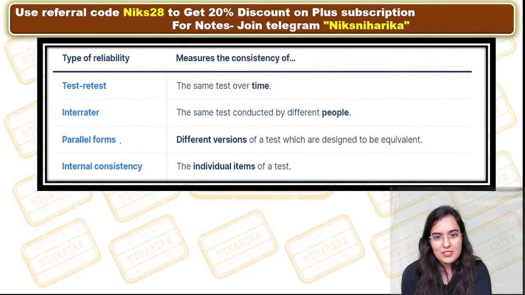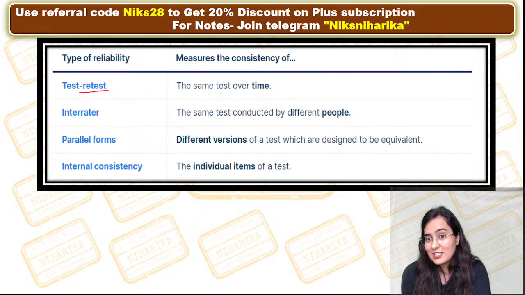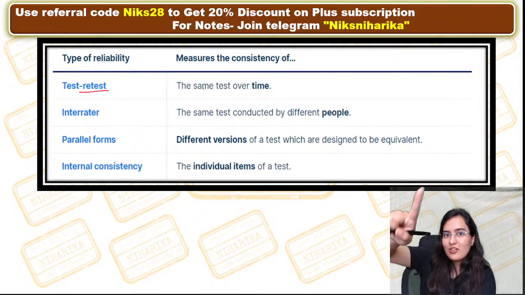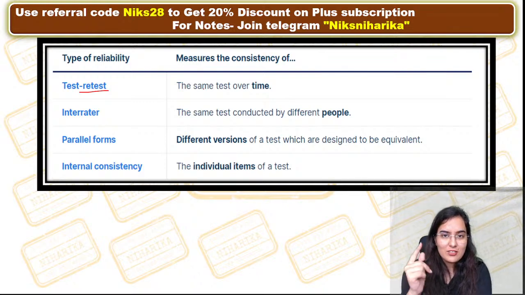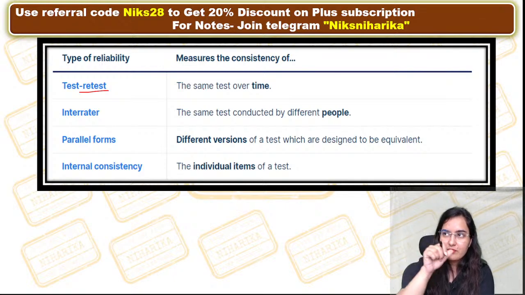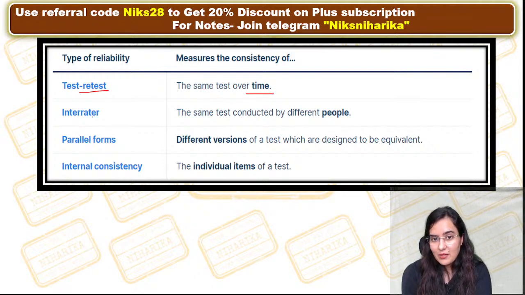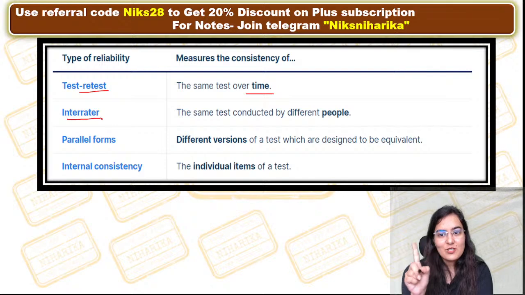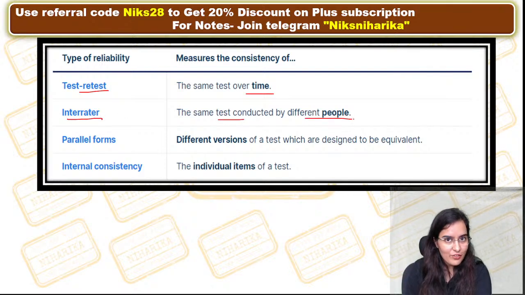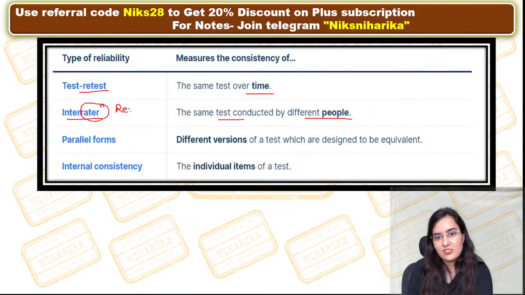That's it. The summary: test-retest means retesting the test. Twinkle, you are again testing your math score, your English score, your accountancy score. So it is the same test over time. Inter-rater means the same test conducted by different people, different observers, different raters, different researchers, like the example we did in audition.